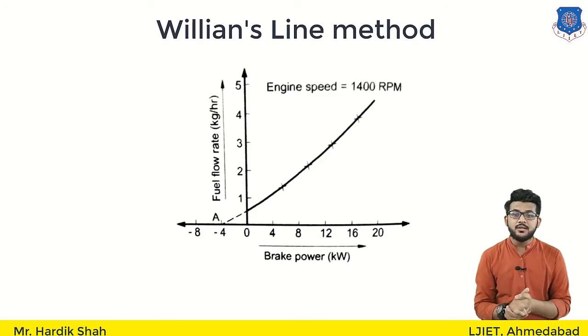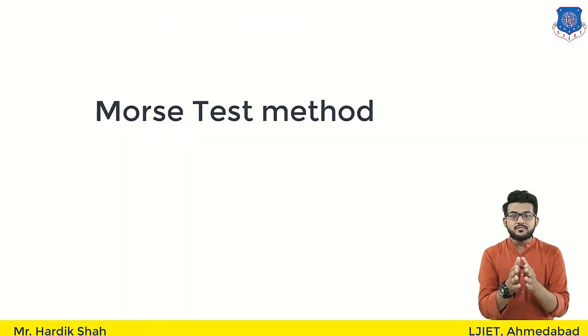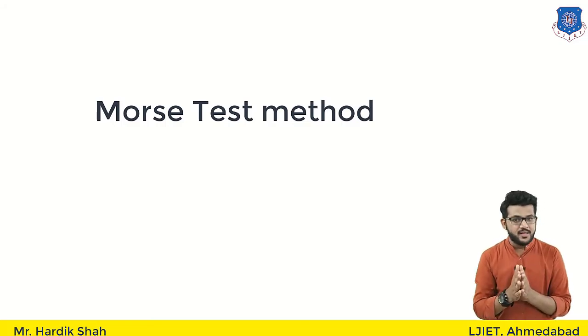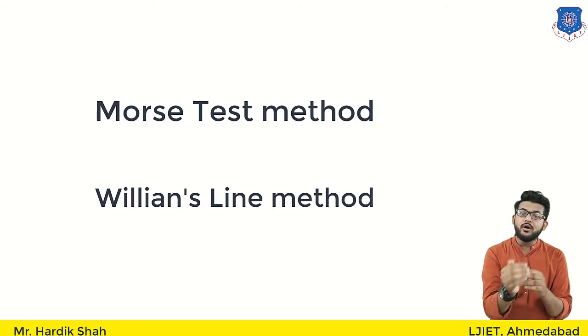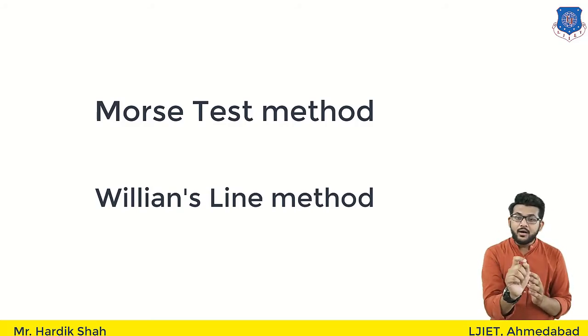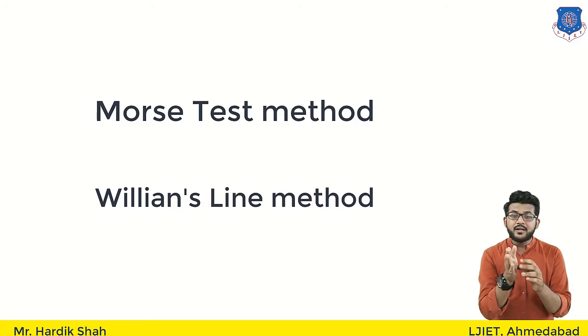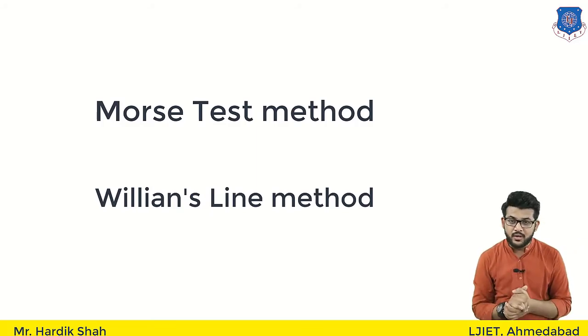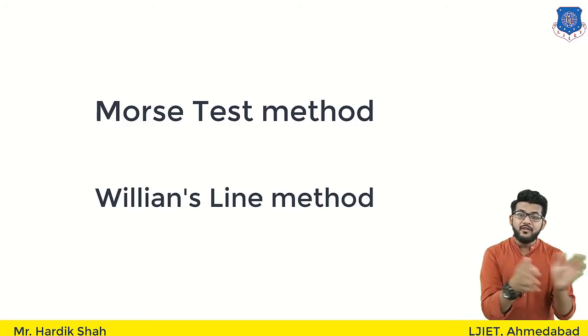So we have studied two methods today. I am repeating both of them one by one. The first one was the Morse test and the second one was the Willans line method. In the Morse test we are finding the IP of each cylinder by cutting off each cylinder one by one. Now what is the meaning of cut off? Cut off means we are switching off a single cylinder and we continue all the cylinders at the same speed. This is done by connecting the dynamometer and we will find the IP.